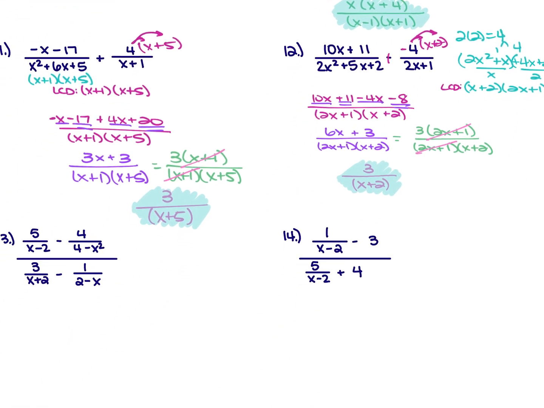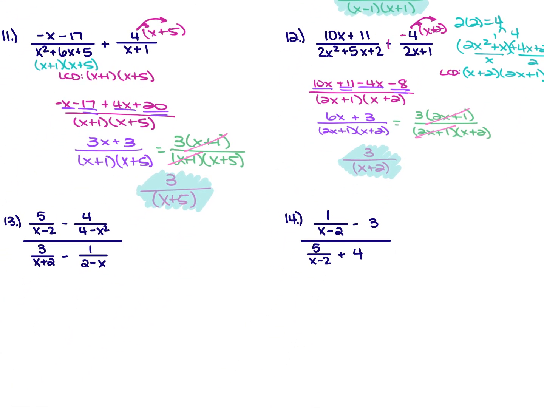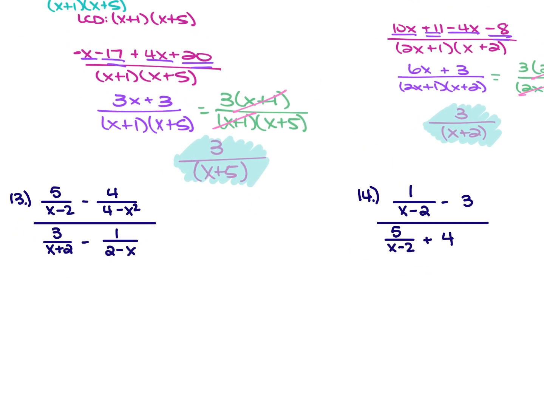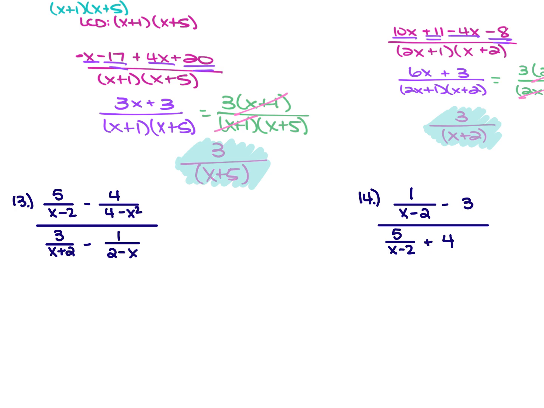For 13, you have (5/(x − 2) − 4/(4 − x²)) all over (3/(x + 2) − 1/(2 − x)). Now, we're going to start this one by just rewriting it. When I rewrite it, I'm going to rewrite the 4 − x² as negative x² + 4 and the 2 − x as negative x + 2. Just that way it makes it a little bit easier for you to visualize what you have to factor out or how you have to factor it.